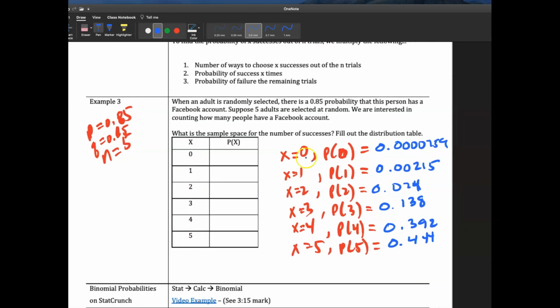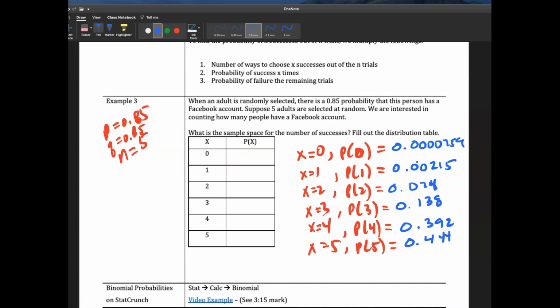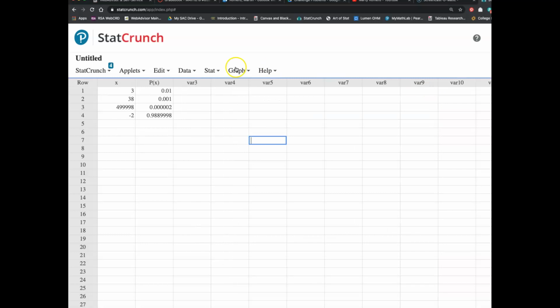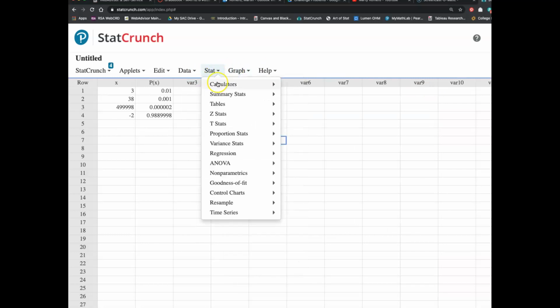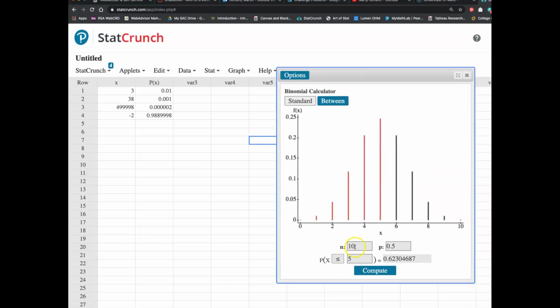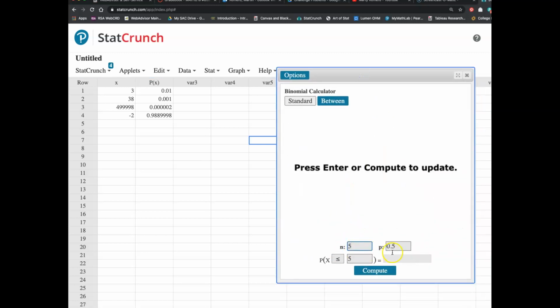What is the probability of each of those events? And I have them in blue here. And again, we would use a binomial calculator on StatCrunch to do that. So let me get back to that real quick. So you would do Stat, Calculators, Binomial, and then you plug in our constraints. We're going to be asking 5 people. That's fixed, 85%. And then you would do the calculator.